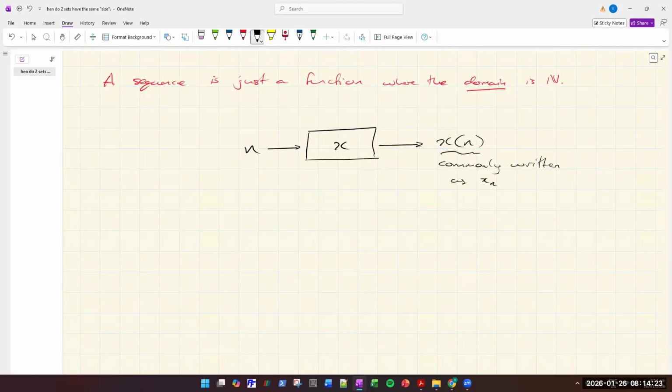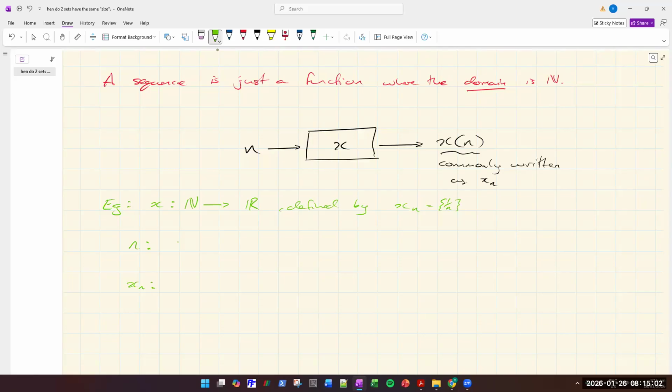So for example, if you have this sequence x, that's the name of the sequence. It's a sequence, so by definition the domain is the natural numbers and it's mapping into the real numbers. And let's say it's defined by x sub n equals 1 over n. So here's n and here's x of n.